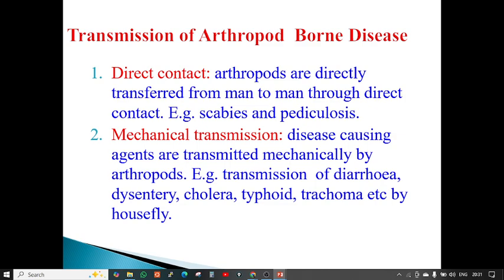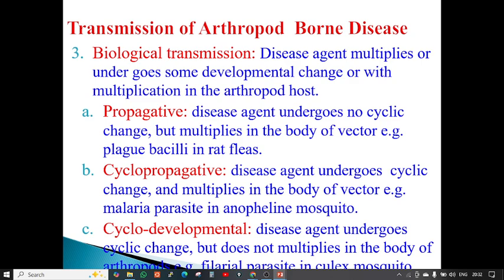For example, the different types of diseases caused mechanically by arthropods are transmission of diarrhea, cholera, typhoid, trachoma, etc. For example, in that corona time, when a corona patient touches something and we touch that place again, we can come into indirect contact with the coronavirus. Similarly, indirect transmission and direct transmission are the main causes of disease in humans.